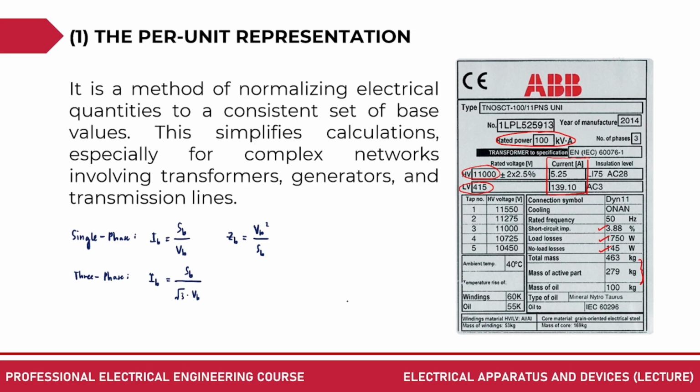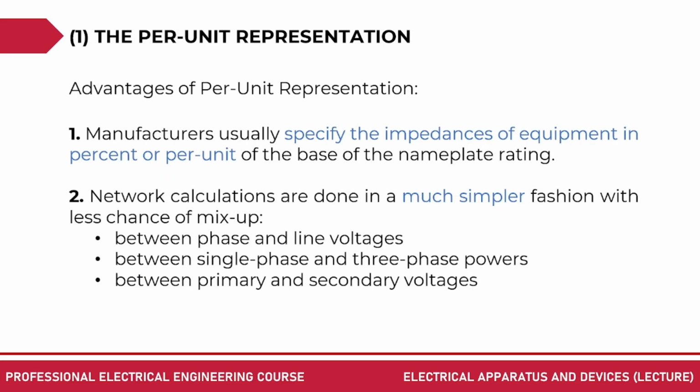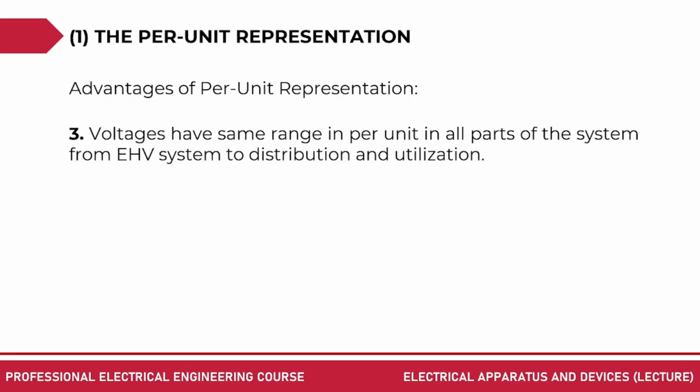So with that said, let's proceed. What are the advantages of using a per unit representation? First, manufacturers usually specify the impedances of equipment in percent or per unit of the base of the nameplate rating. Second, network calculations are done in a much simpler fashion with less chance of mixing up, let's say, between phase and line voltages, between single phase and three phase powers, and between primary and secondary voltage. And of course, the third one is that voltages have the same range in per unit in all parts of the system, from extra high voltage system to distribution and utilization.